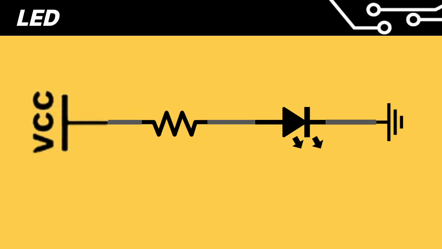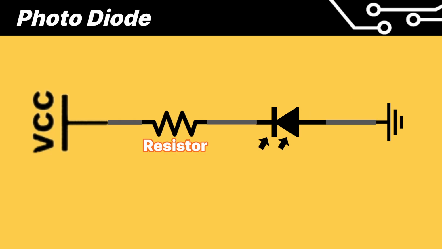The biggest difference from an LED is in the connection method. Here is the general LED circuit connection method I showed earlier. The anode is at the plus side, the cathode is at the minus side, and a resistor is attached either before or after the LED. However, the photodiode is connected in reverse bias. The cathode is connected to the plus side, and the anode is connected to the minus side.